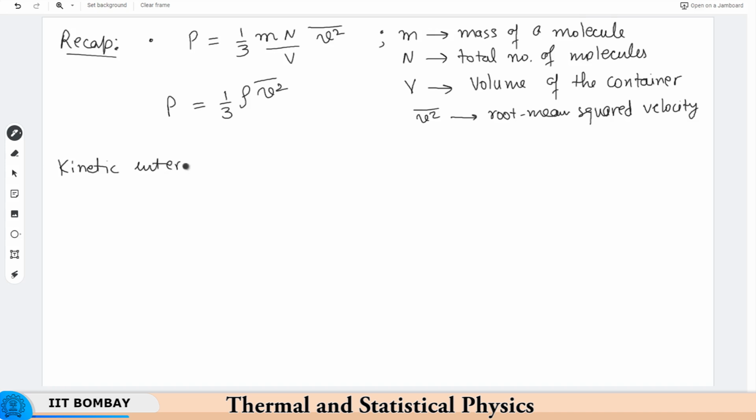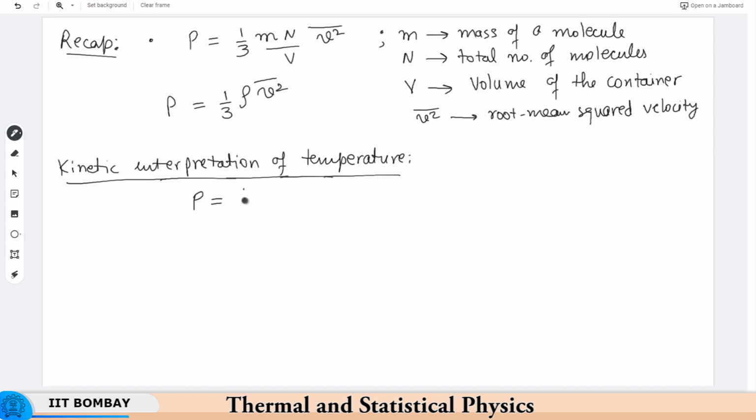Okay. So, the next thing that we will do is the kinetic interpretation of temperature, right. You must have realized, so far we have not really talked about the term temperature, but it is so fundamental to thermodynamics. So, what is it, right. So, let us try to understand what temperature is. Okay. So, we will start with this expression. I will just rewrite it here.